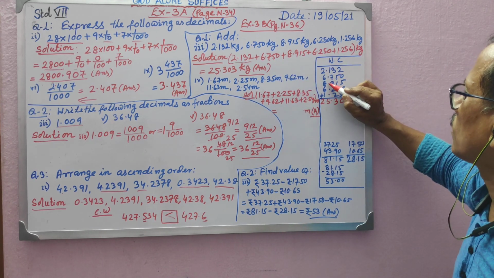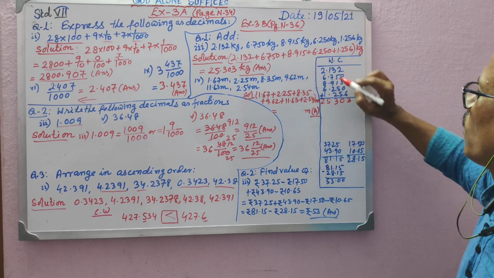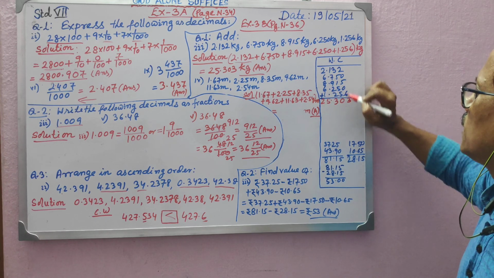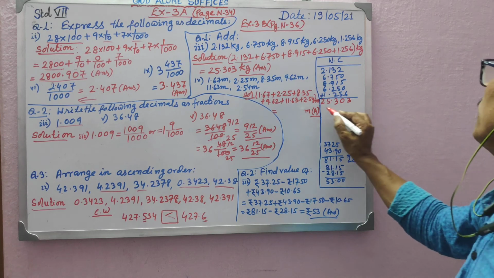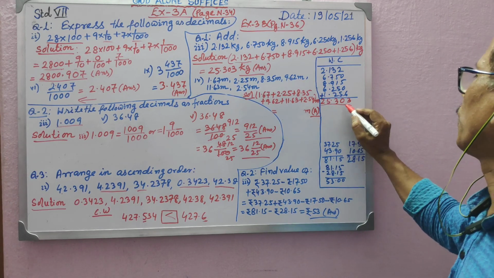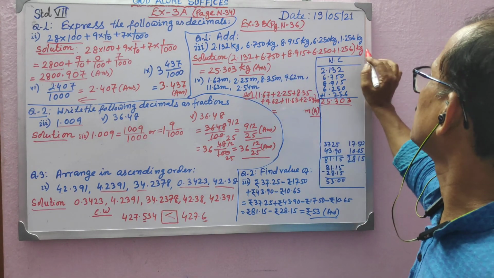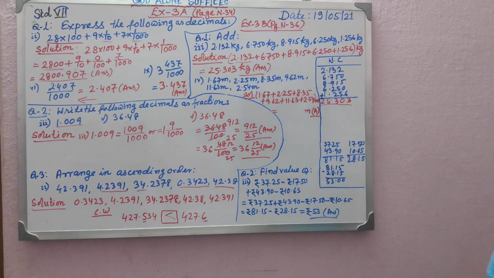Like this, for the next one again put the point, then in respect to the point, put all the digits. This way you arrange properly, then you add it, and you will not have any problem. If you do the addition, you are going to find 25.303 kg. Kg is the unit, so you have to write the unit, don't forget it.